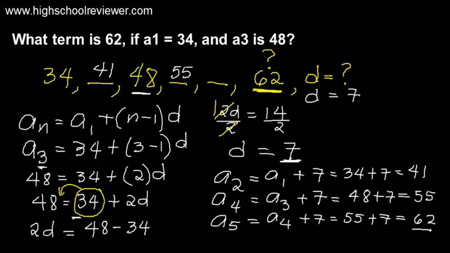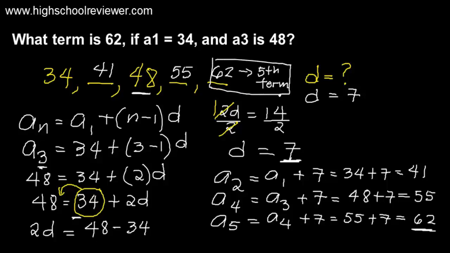Okay, so our positive 62 is already here. So we can now say that positive 62 is the fifth term of our given problem. So this is now positive 62 and the fifth term. They are now our final answers.